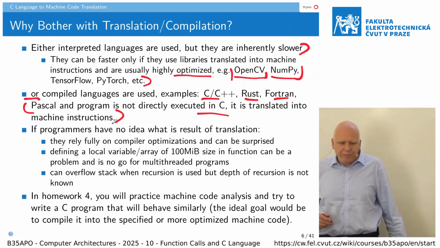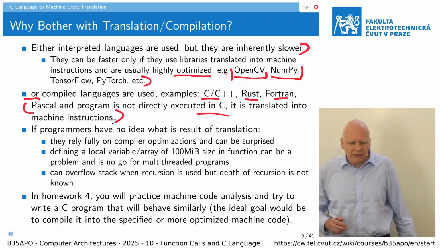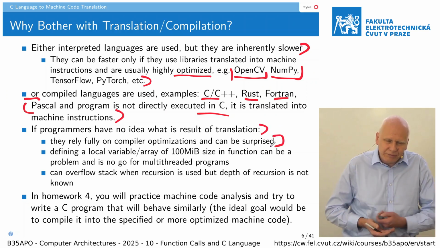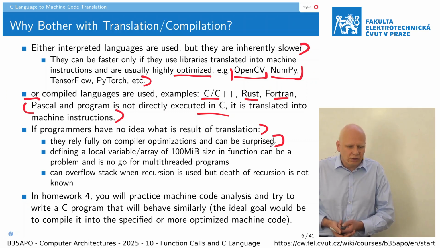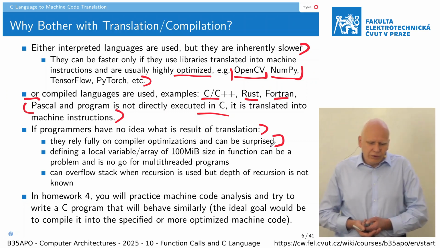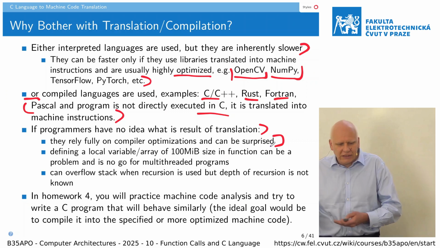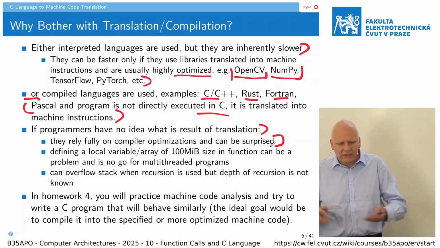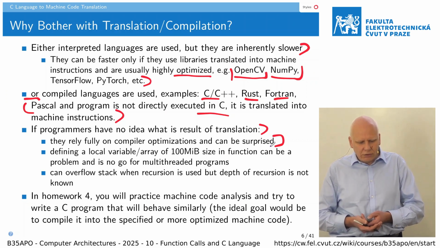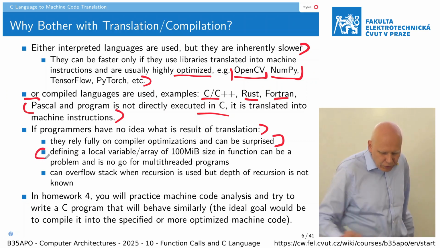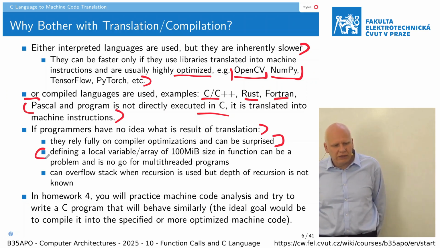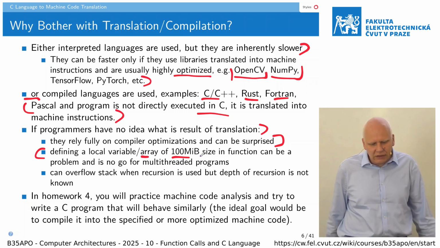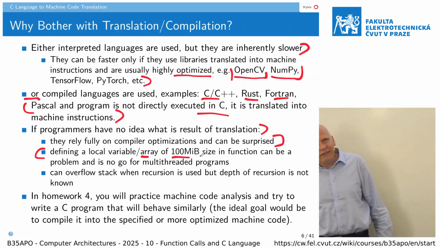And if the programmer has no idea what the result of the translation is, then you can write a lot of problematic constructions in the code. If you rely fully on the optimization and do not understand some side effects and undefined behaviors, you can have problems. For example, if you define a local variable, an automatic variable, as an array which will need 100 megabytes of size.